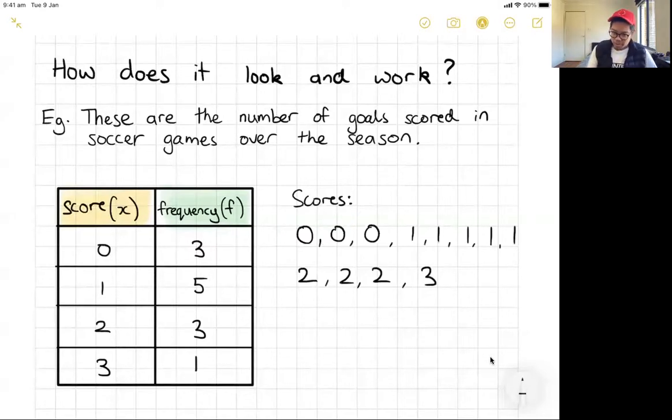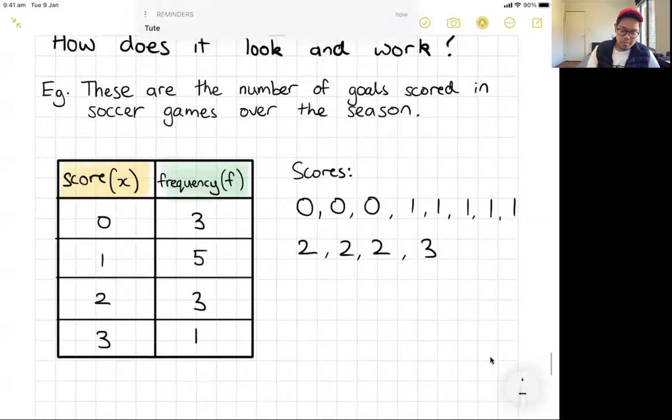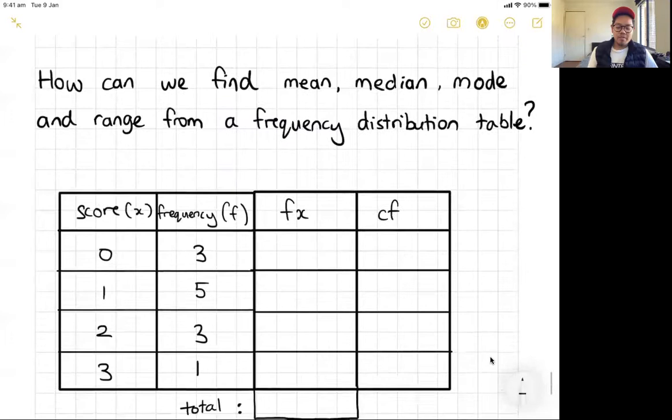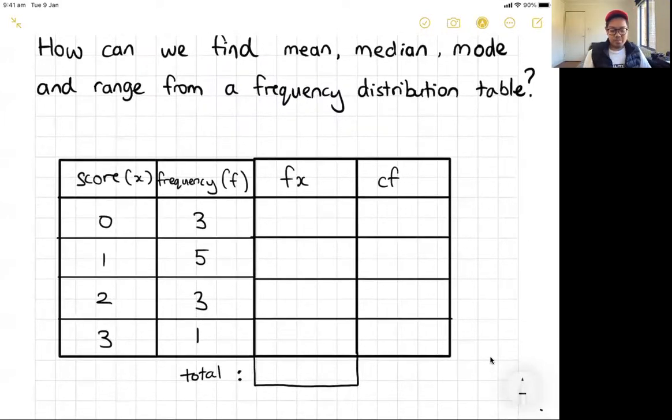Now, instead of writing all these things out, sometimes people prefer to put it into a table like this. So please take your time to get this done and to understand this, so that when we do questions on it, they'll say we can now find the mean, median, mode, and range from a frequency distribution table. Now this table, if you'll notice, has 2 extra columns, which we didn't have previously.